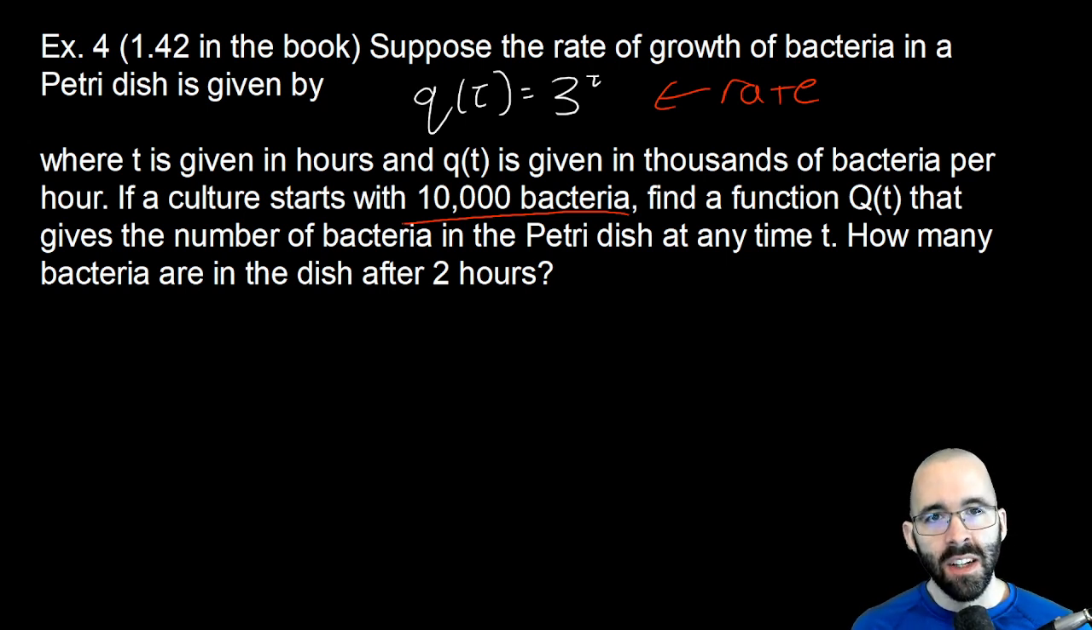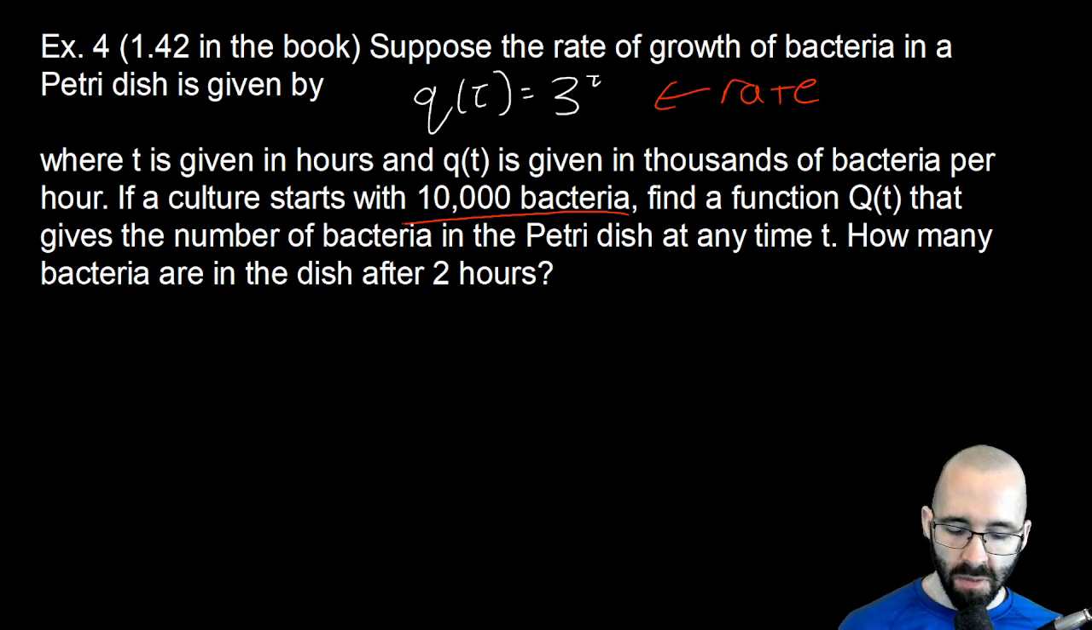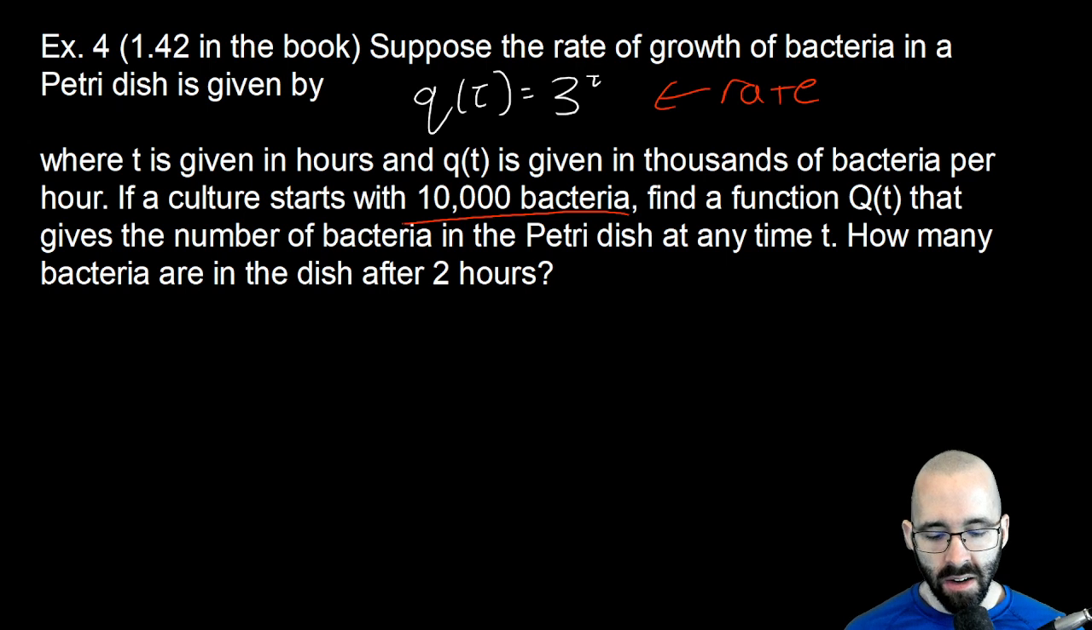Remember, it's pretty normal that if the rate of change is the little lowercase, then the antiderivative will be the uppercase. We've seen this with little f and big F before. It gives the number of bacteria in the petri dish at any time t. How many bacteria are in the dish after 2 hours? So again, 2 questions. We'll do them just like before.